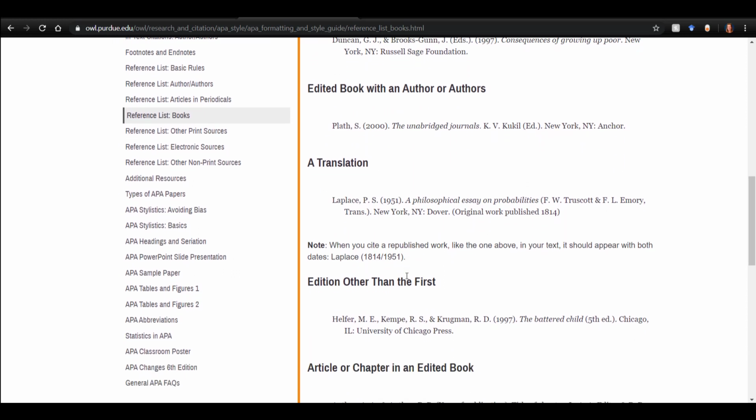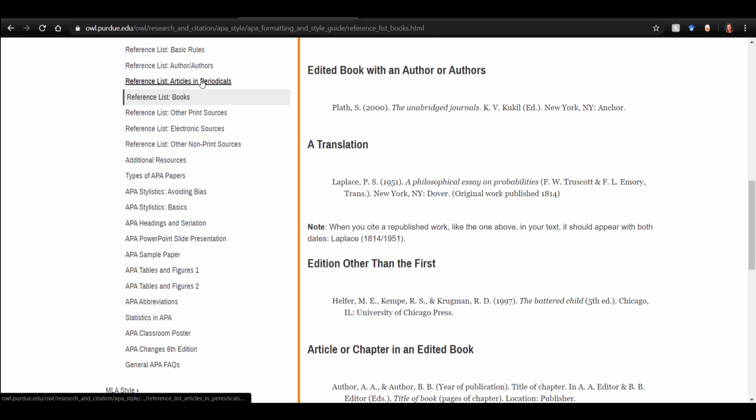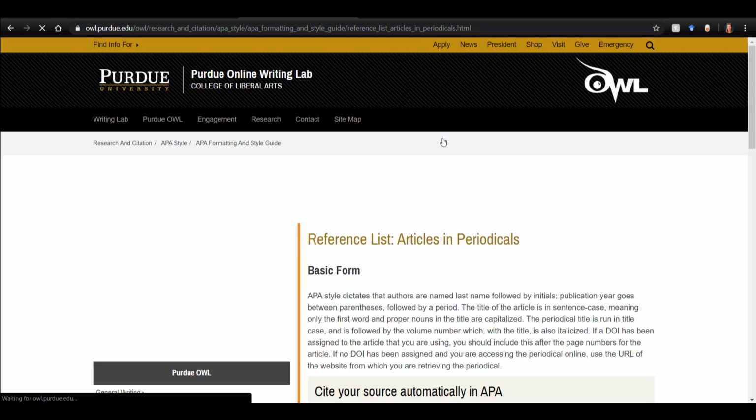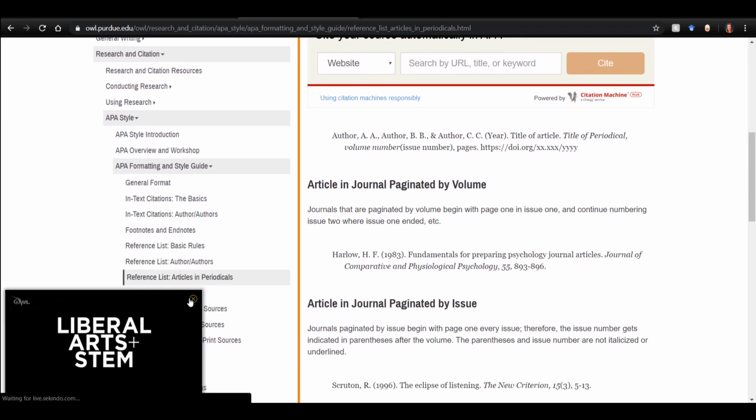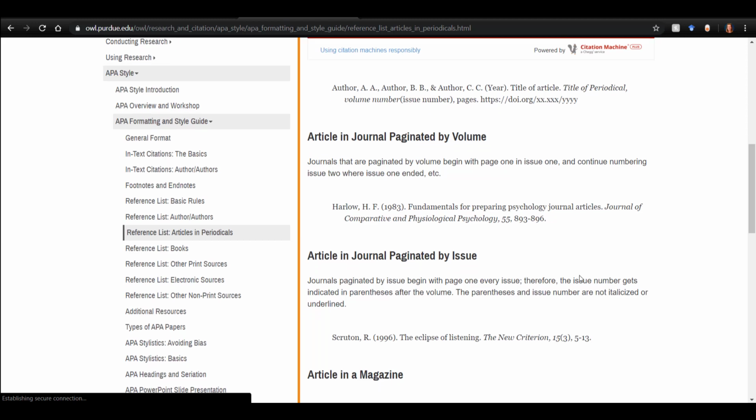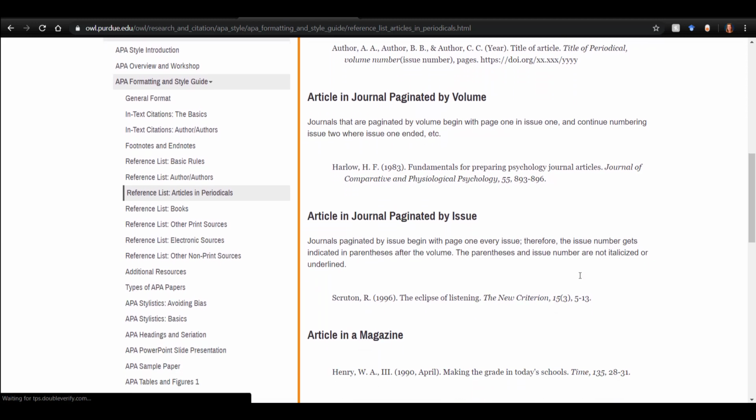Let's try an actual example. Many of you will be citing journal articles in this class, so let's look at a journal article. Now, the first thing I want to point out is that there are two different types of pagination for journal articles. First, there's pagination by volume, and second, there's pagination by issue. What that means is, if it's paginated by volume, every volume starts on page 1, and page 1 does not appear again until the next volume. Pagination by issue means that the journal starts on page 1 for every new issue.